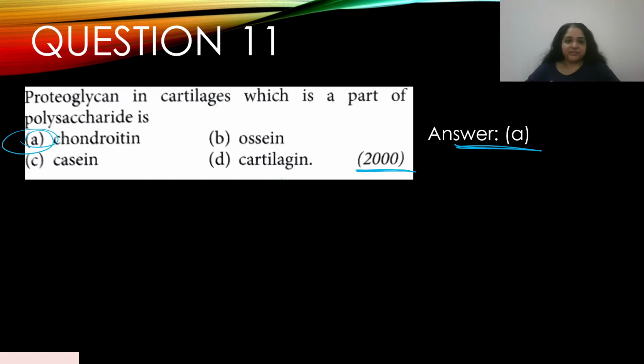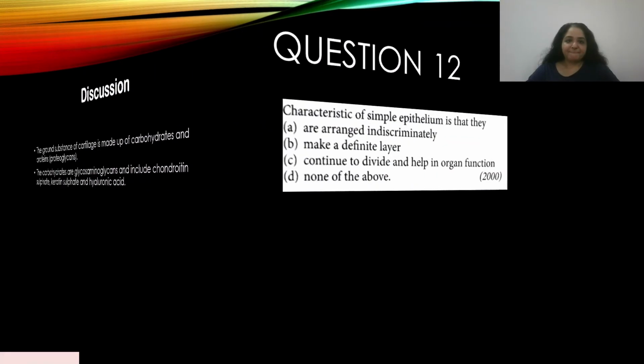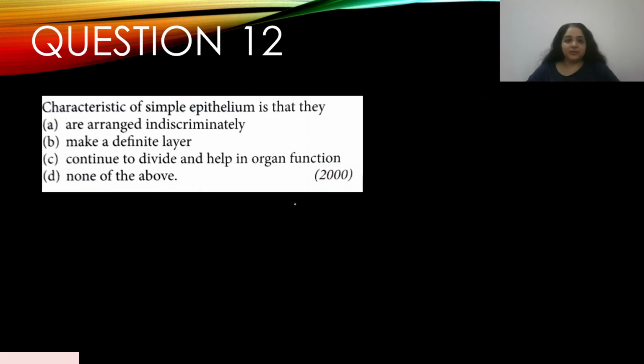Okay, let's move on then. Question number 12. Characteristic of simple epithelium is that they, this appeared in 2000, A, are arranged indiscriminately. B, make a definite layer. C, continue to divide and help in organ function. D, none of the above.